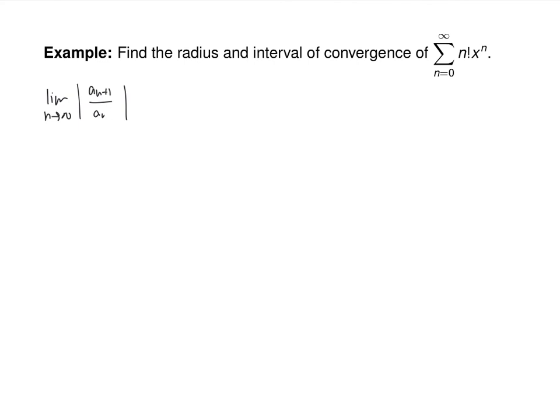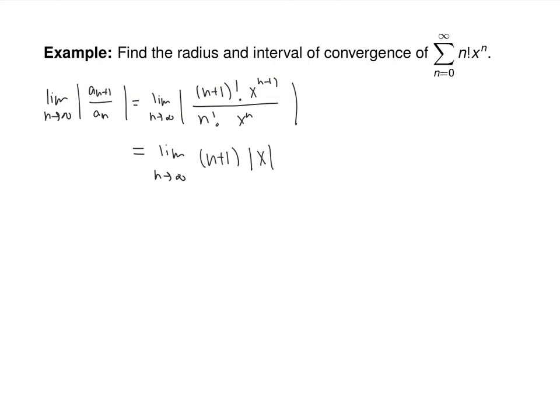So when we input n plus 1, we have the limit as n goes to infinity. Well, that's going to be (n plus 1) factorial x to the n plus 1 over n factorial x to the n. Well, that will be n plus 1 times the absolute value of x. And this is going to equal infinity unless x equals 0. If x equals 0, then 0 times n plus 1 will be 0, but otherwise it's infinity.